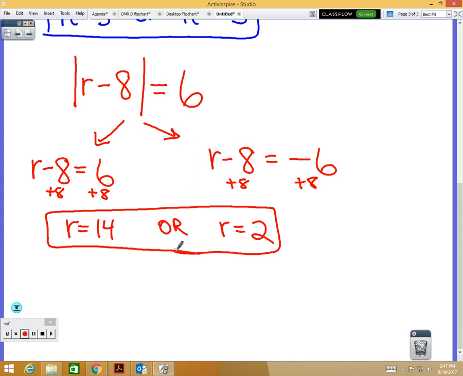The absolute value of this answer is either 6 or negative 6, because an absolute value is the positive and the negative. We could put a 6 in here or a negative 6 in here.